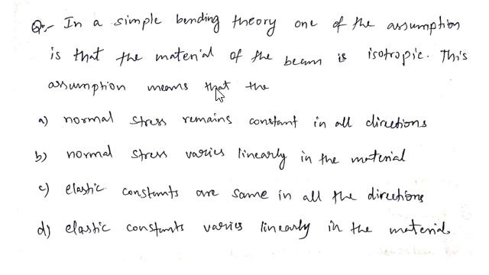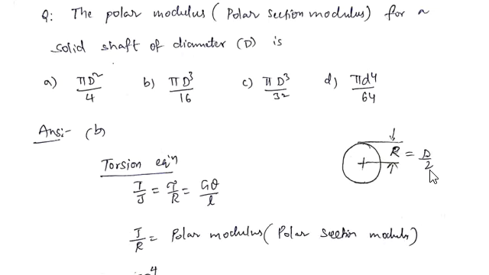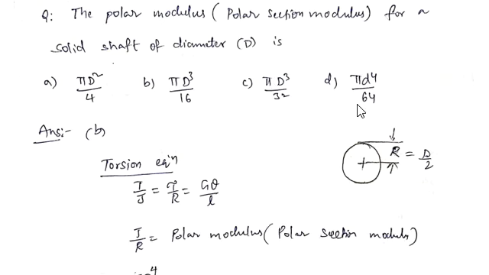So that is the meaning of isotropic. So here the option C is the correct option for this question. Next, the polar modulus or polar section modulus for a solid shaft of diameter d is: option A, pi by 4 d square; option B, pi by 16 d cube; option C, pi by 32 d cube; and option D, pi by 64 d power 4. And here the answer is option B.